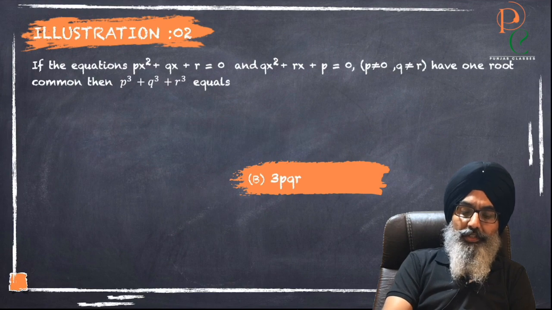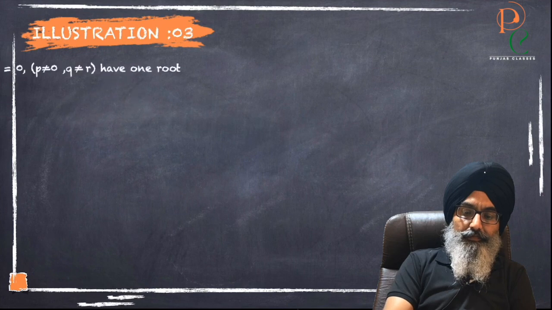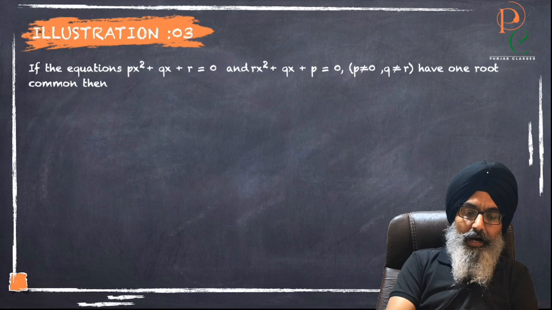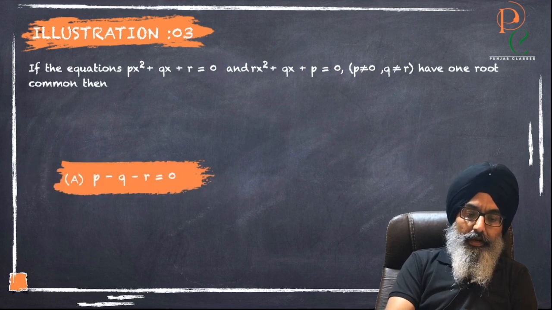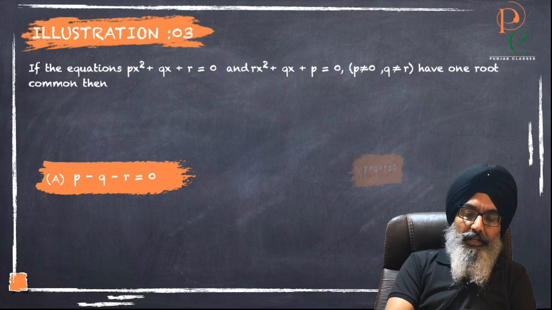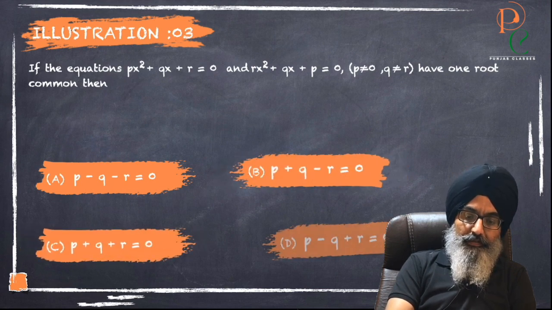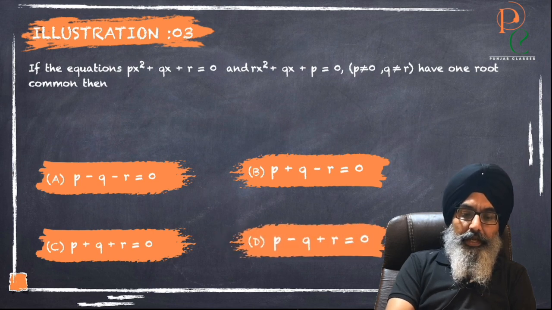Let's see some more questions. So the next question I take is, again we are given two equations, Px square plus Qx plus R equals to 0 and Rx square plus Qx plus P equals to 0, where again P is not 0, Q not equal to R, have one root common, and again we are supposed to find some relation between PQR. We are getting various terms in PQR in all the four options. So this question again we will solve by using the same concept. Let's see how.